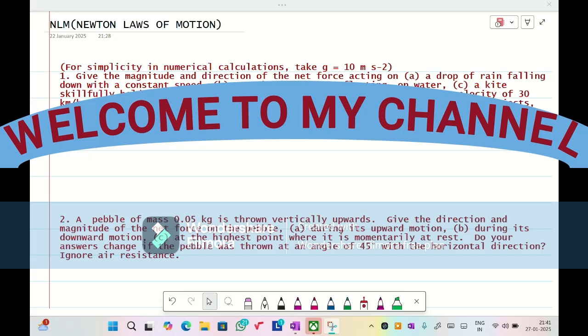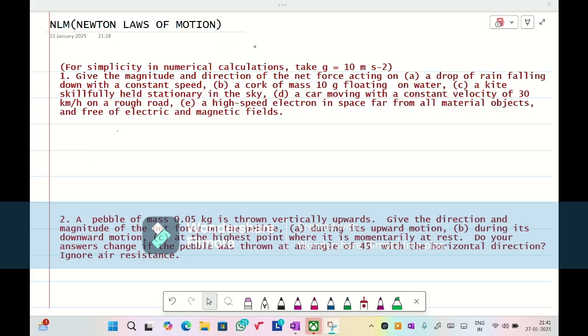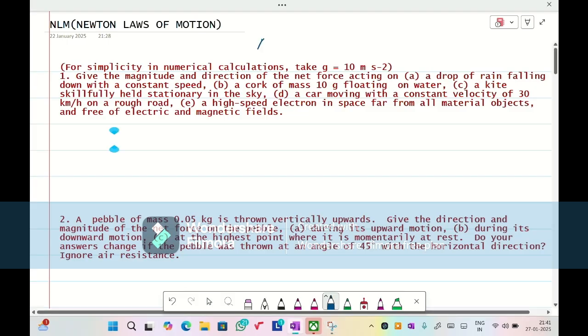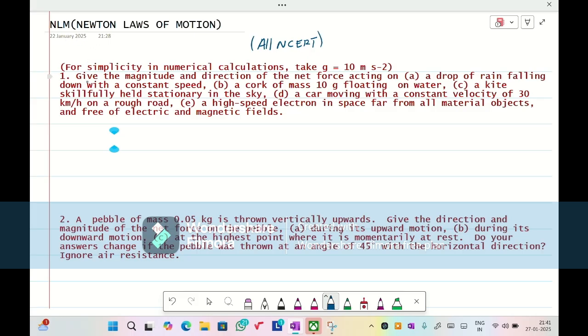So, this is the video where I'm going to do all the NCERT questions with examples. This is NLM, Newton's laws of motion. Given the magnitude and direction of the net force acting in these cases. So, first of all, the concept of net force.